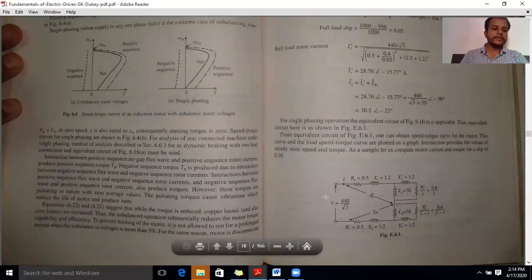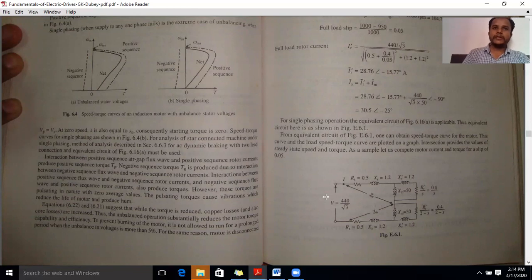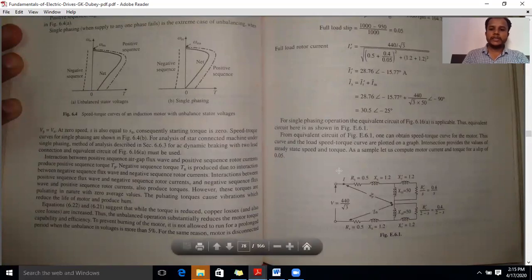So when we open circuit one phase, it is basically a single phase induction motor. So we have the forward field as well as the backward field. So it is no longer a three-phase induction motor. When we say it is single phasing, it is a single phase induction motor having two fields. One is the forward field and the second is the backward or reverse field. The forward field rotates in the forward direction and the reverse field rotates in the reverse direction.